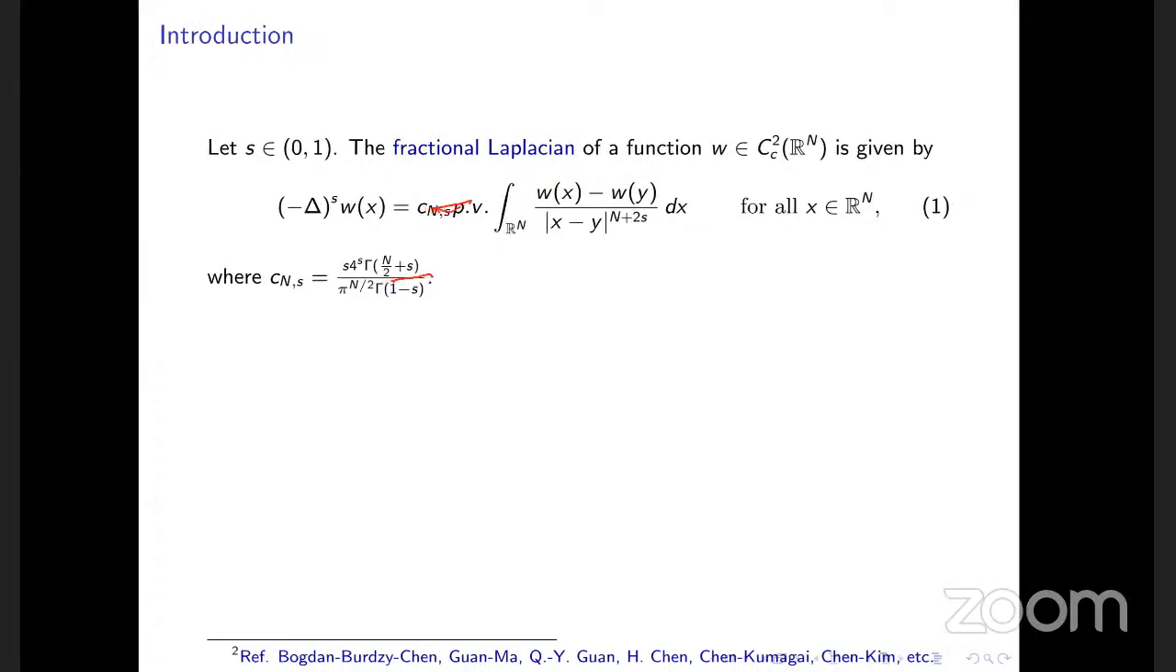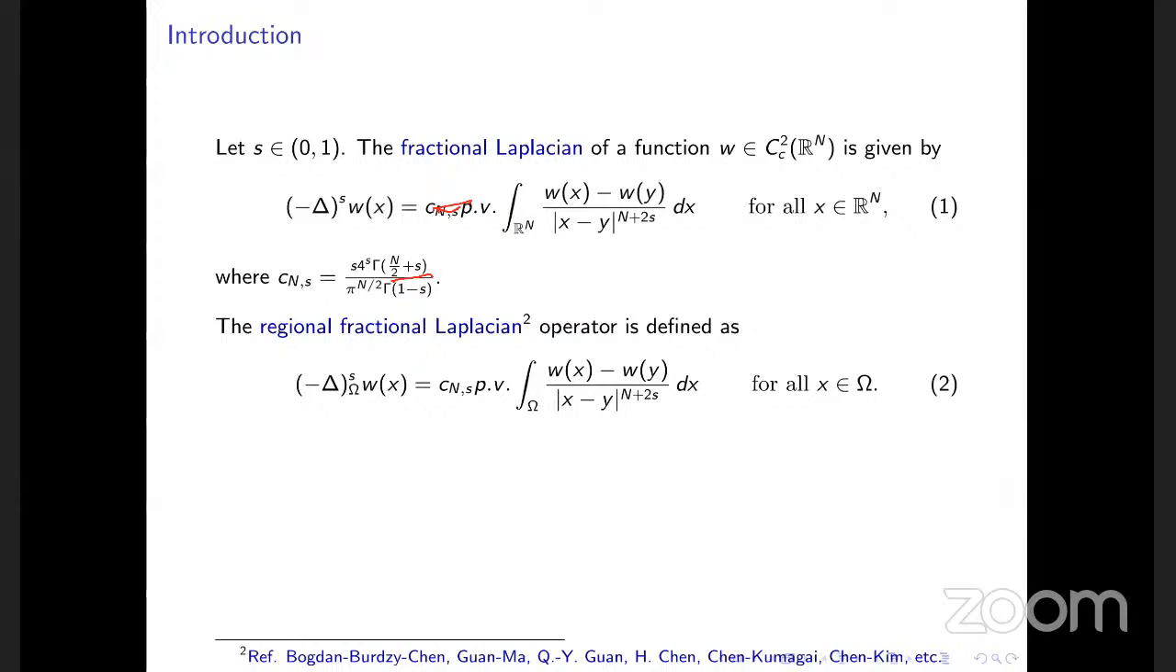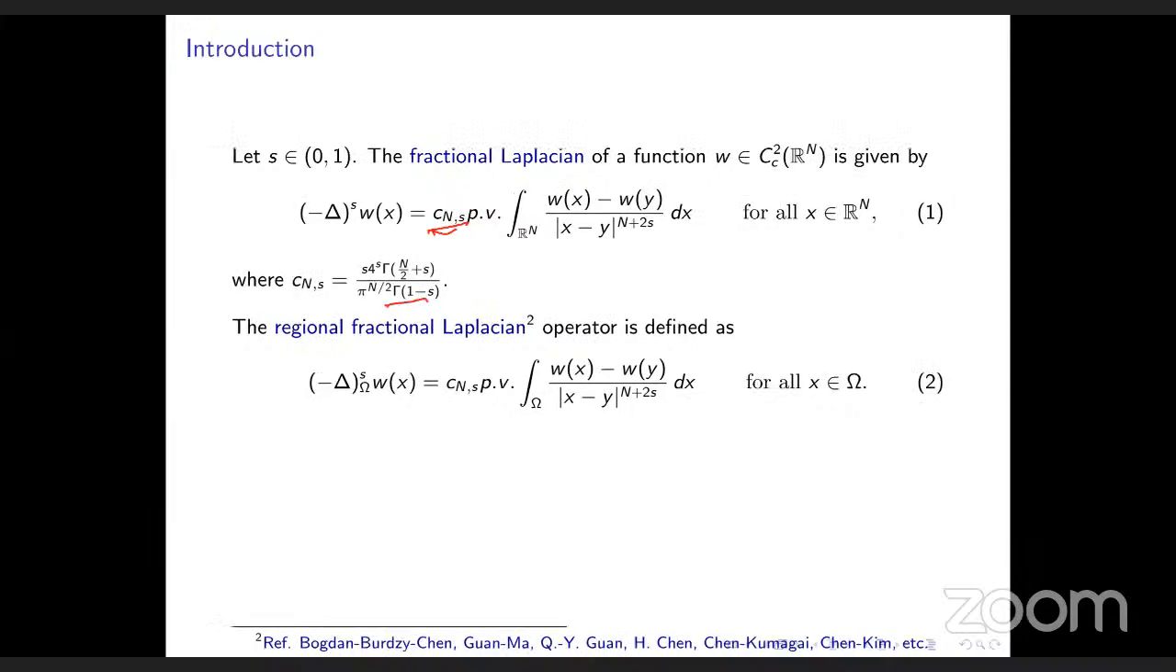The next object is what is known as the regional fractional Laplacian, or the omega regional fractional Laplacian. Nothing changes in the formula, except that the domain of integration is now regional. It's not on the whole space, but regional. This is the reason for the name.